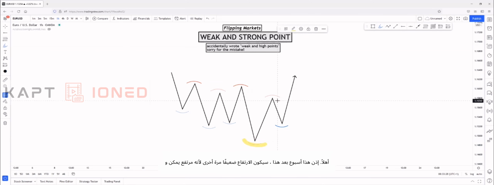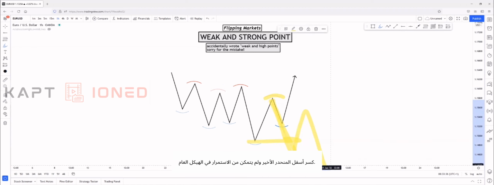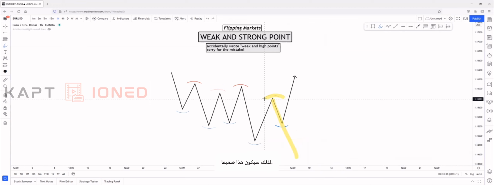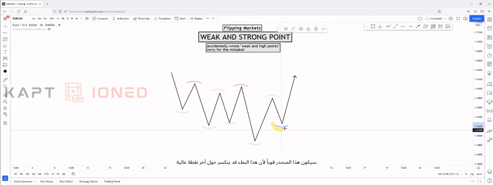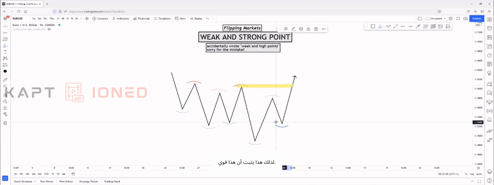So this is weak. After this, this high will be weak again because this high couldn't break below the last low and couldn't continue the overall structure. So this will be weak. This low will be strong because this low could break above the last high point. So this proves this is strong.